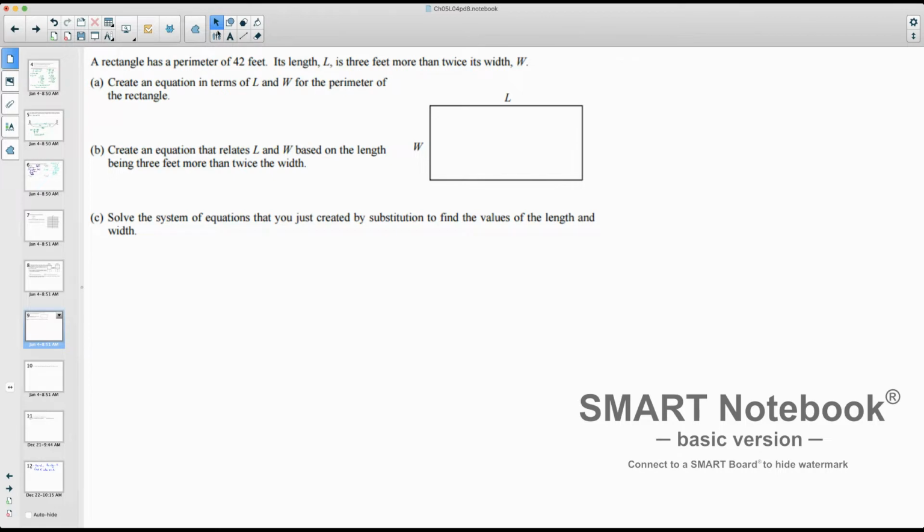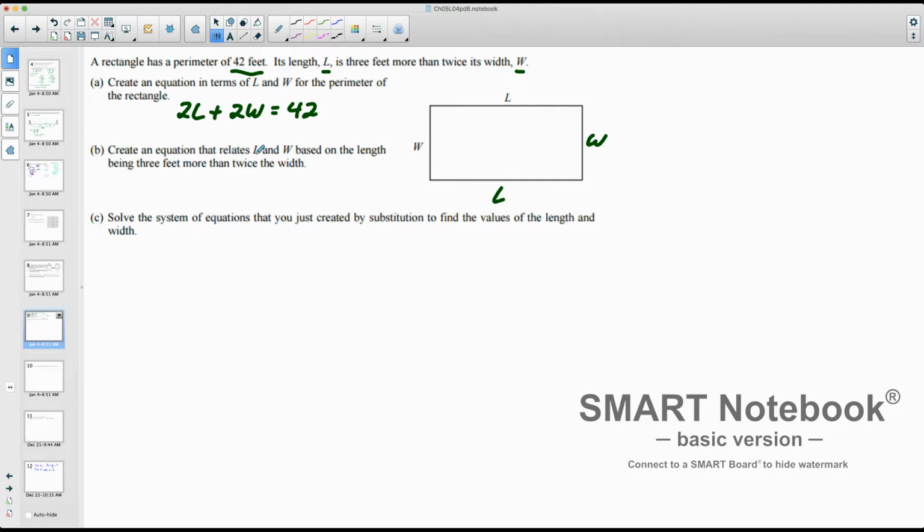A rectangle has a perimeter of 42 feet. Right? So perimeter is 42, length L, and is 3 feet more than twice its width, W. So create an equation in terms of L and W for the perimeter of the rectangle. So the perimeter is the sum of all the sides. So we would have twice the length plus twice the width, and we're given that the perimeter is 42. That's one equation, two variables.